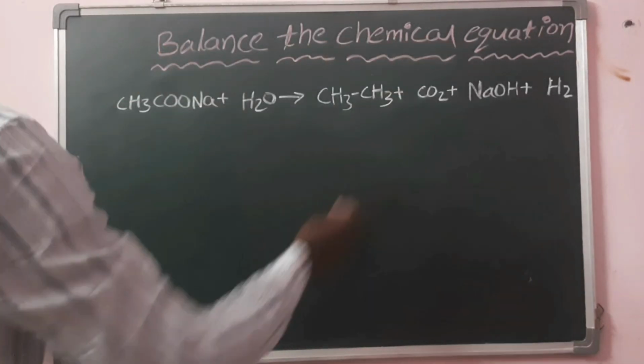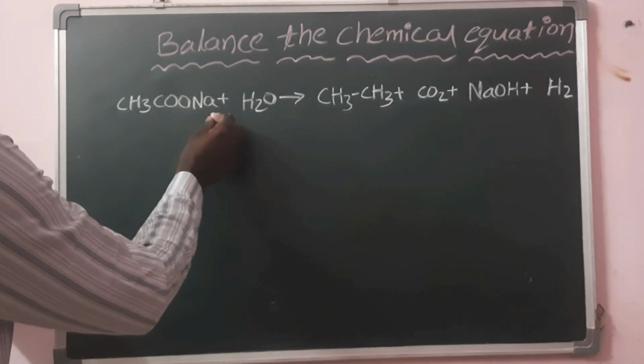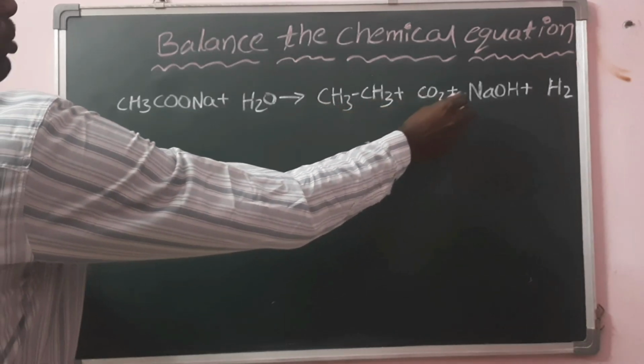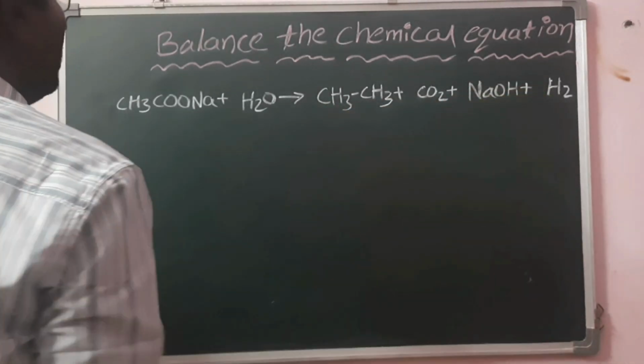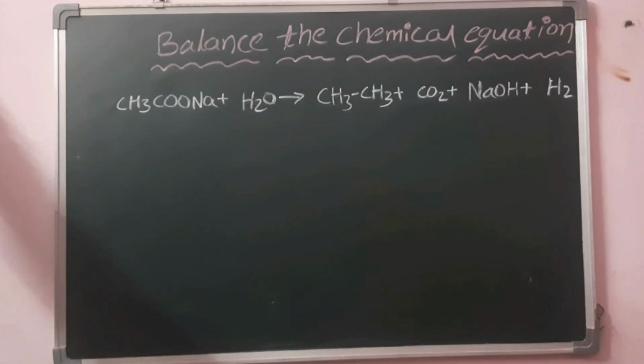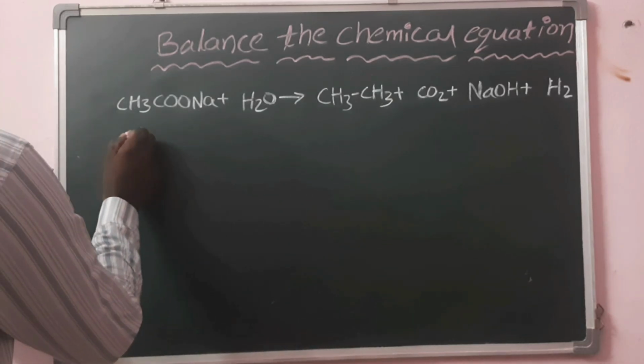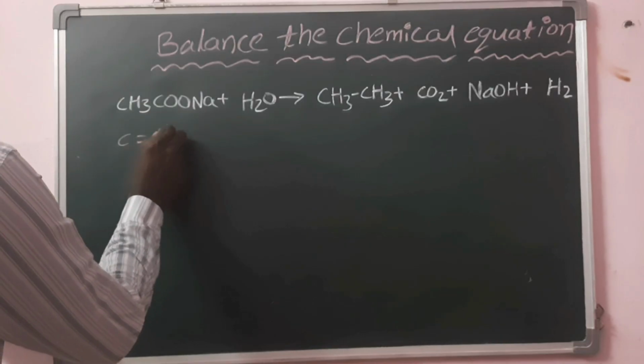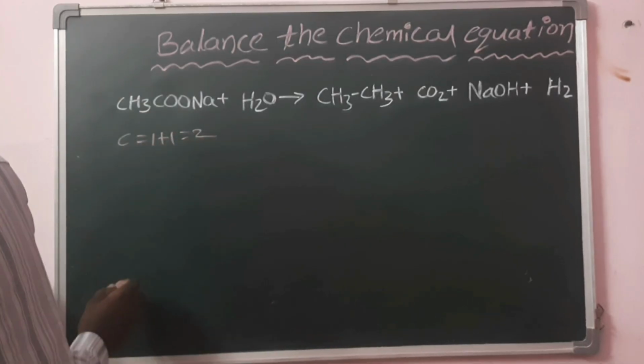Balance the chemical equation. CH3COONa + H2O gives us CH3CH3 + CO2 + NaOH + H2. So in this equation, on the left hand side, the number of carbon atoms is 1 plus 1, that equals 2.